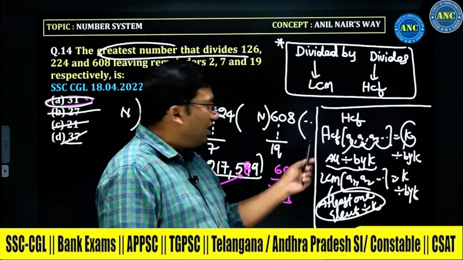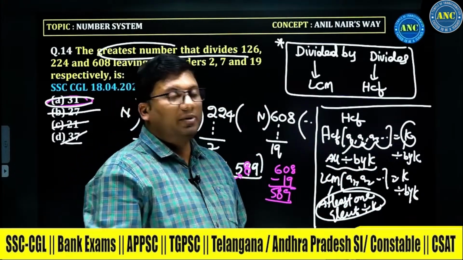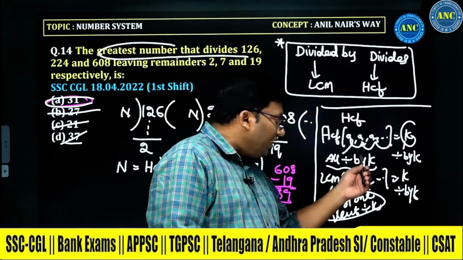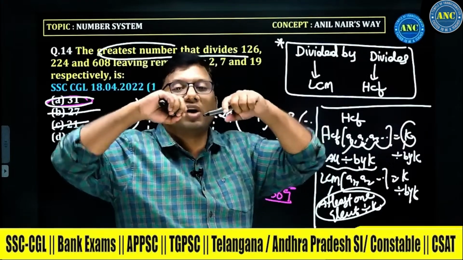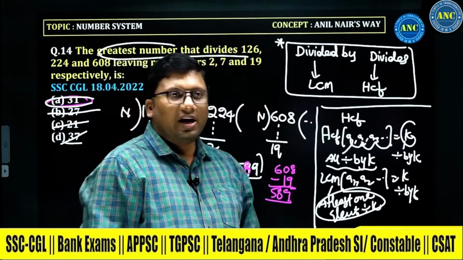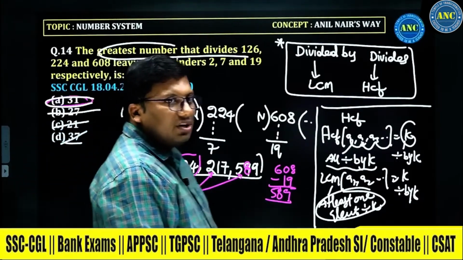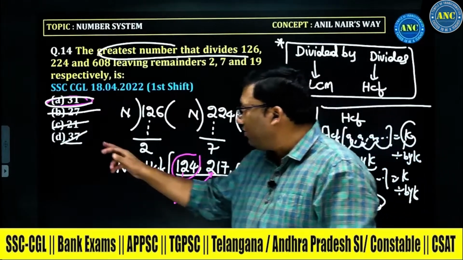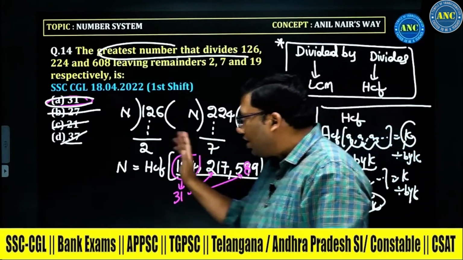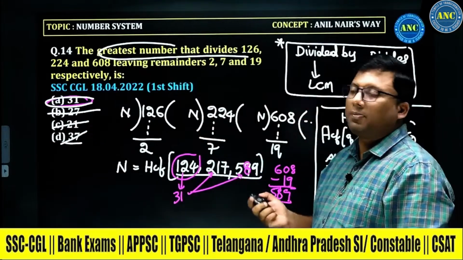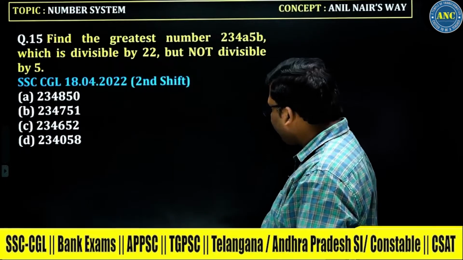Whenever we are finding HCF, if the answer is divisible by k, all the input numbers should be divisible by k. Whenever we are finding LCM, if the answer is divisible by k, at least one input number being divisible by k is enough. The answer should be HCF. So from now onwards, whenever you get 21 as the answer, check whether all the numbers are divisible by 21. If not, it cannot be the answer. I hope the idea is clear. Next one.